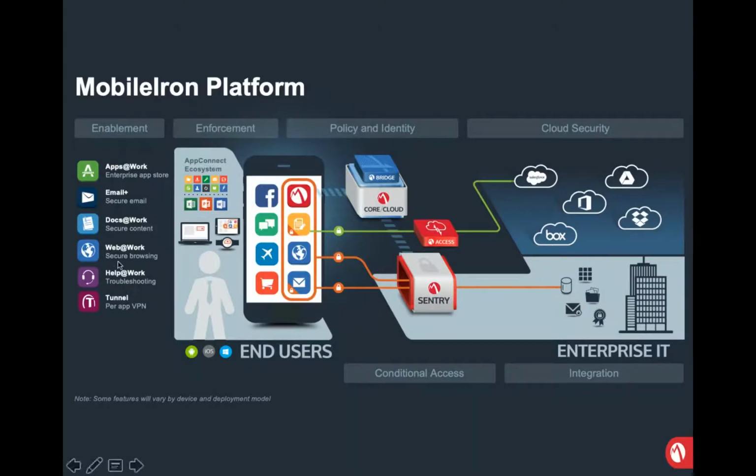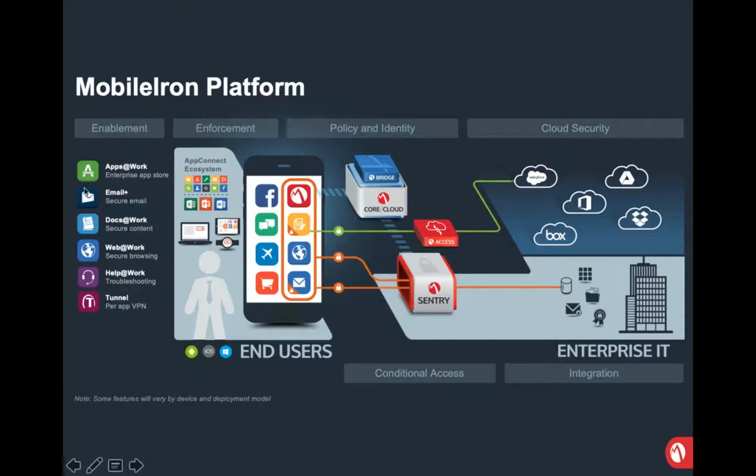Or in the case of Web at Work, any intranet website will be accessible through the enforcement module, right? So now talking about the kind of applications that MobileIron has to offer. It comes with Apps at Work, about which we just spoke a while back. Apps at Work is the enterprise app store. So all the applications that you make available through the MobileIron Core are published inside this Apps at Work catalog.